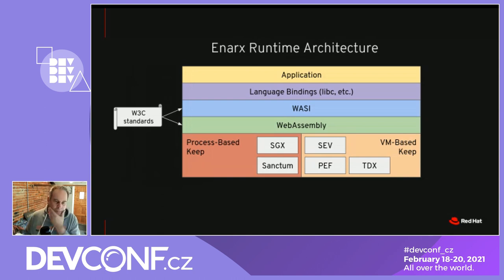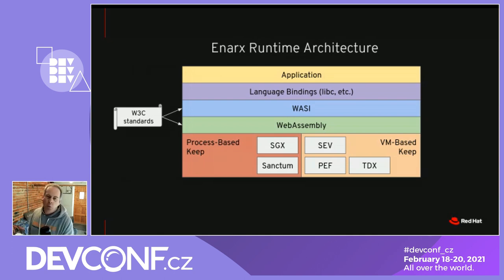As I said at the beginning, there's a number of different ways of doing trusted execution environments. You can kind of split them into two main types. One is process-based and the other is VM-based. SGX is an example of process-based, and SEV is an example of VM-based. But the key thing is, as I said, we don't think you should care about that when you're deploying workloads. So we abstract all that away completely with these WebAssembly and WASI layers.